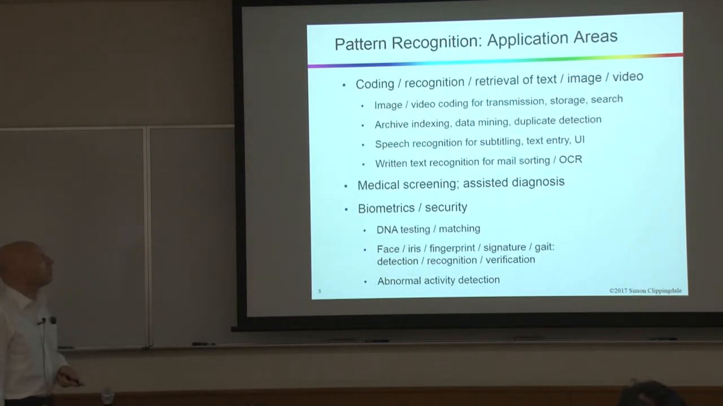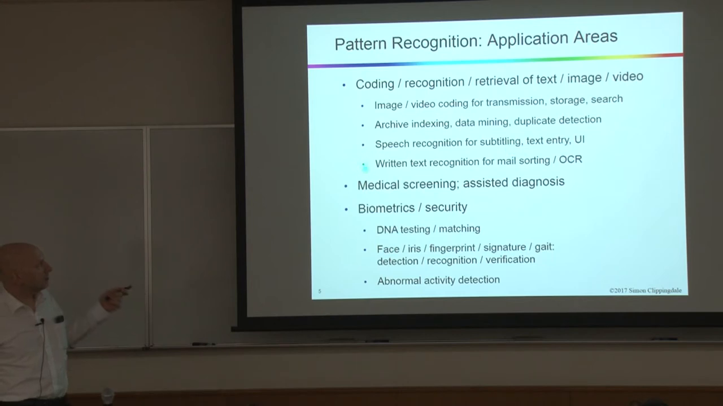So, what kind of application areas is pattern recognition used in? Coding and recognition, retrieval of text, image, and video is the main thing. We might want to transmit or store images and video, and the original volume of data can be too large to do that comfortably, so we want to compress it. Video archive indexing in order to render it searchable afterwards. Duplicate detection for copyright monitoring and so on.